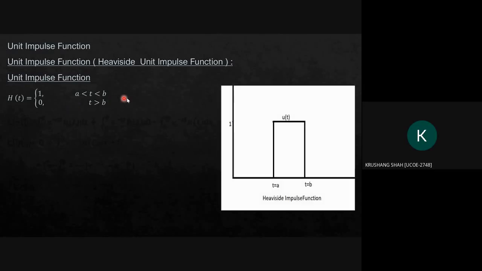In a certain time interval, as you can see in the graph, in the interval a to b, the function returns the value 1, else it's 0.